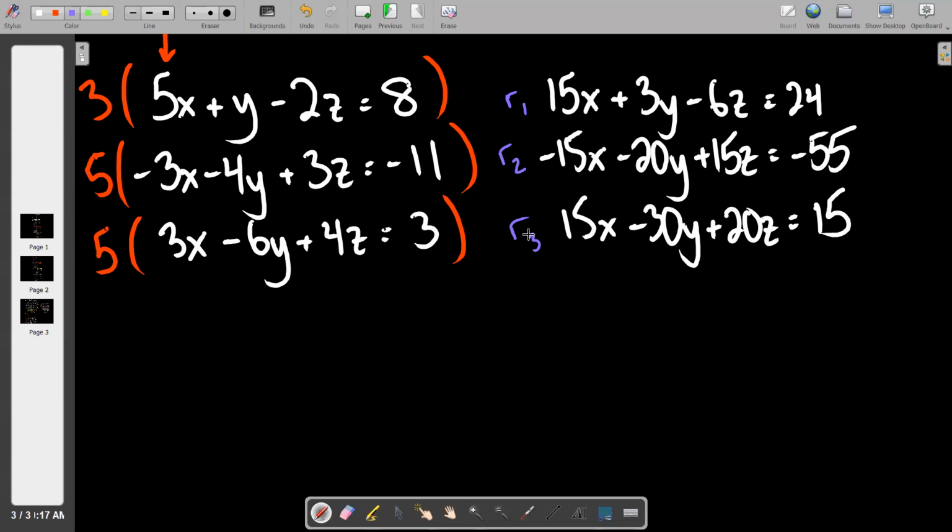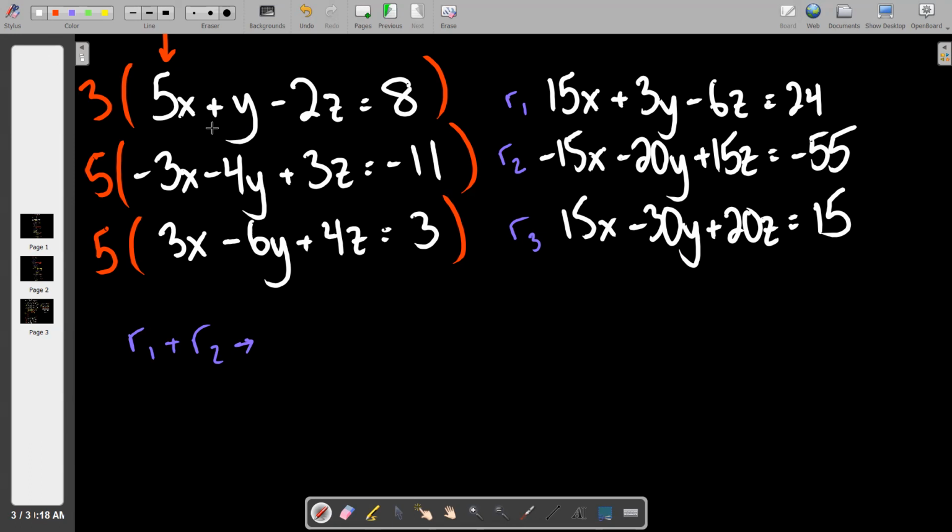R1 plus, that works for me. So again, I find a pair of opposite x's in row 1 and row 2. So my first row operation is going to be this, R1 plus R2, draw a little arrow, and we're committed. Here we go. What's it going to be?